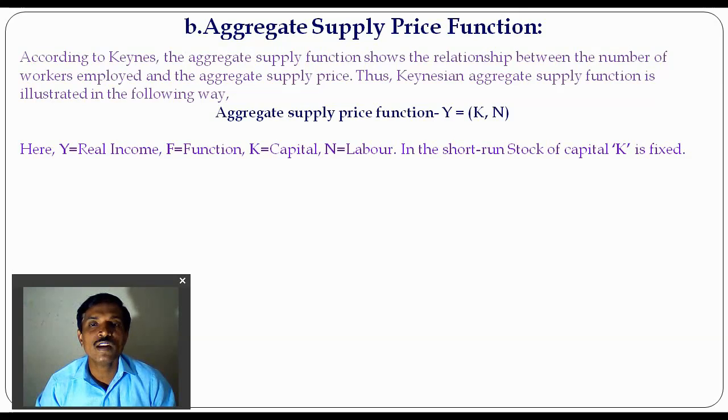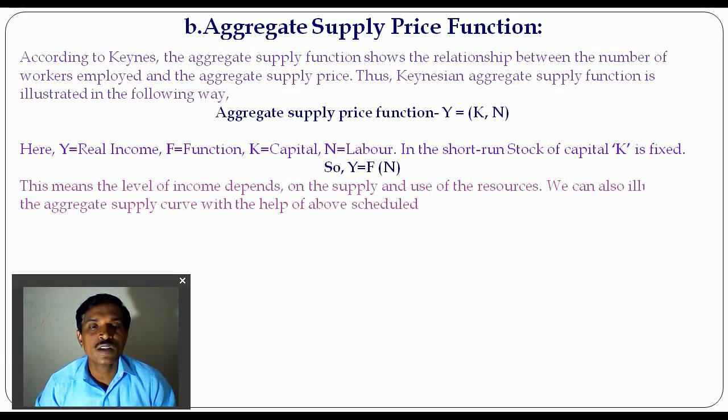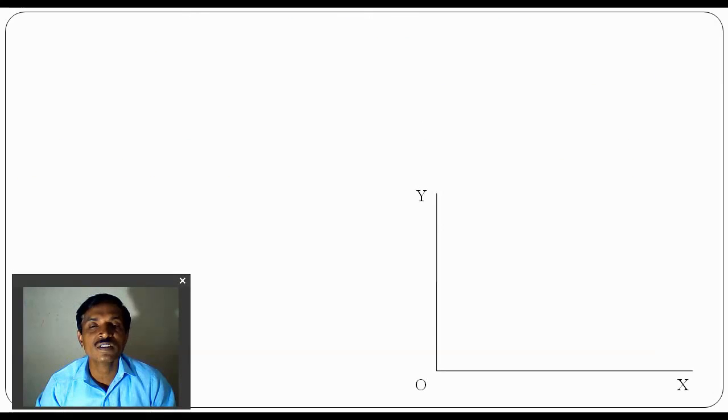So N means the labor, and the real income depends upon the labor also. So in the aggregate supply price function, Y is a function of N in short. This means the level of income depends upon the supply and use of the resources. We can illustrate the supply curve also with the help of this schedule.